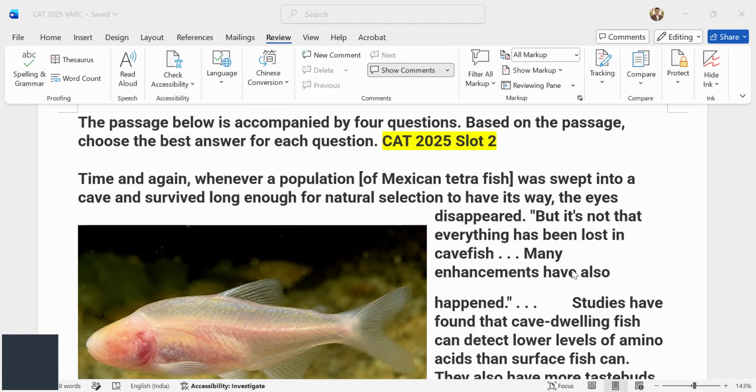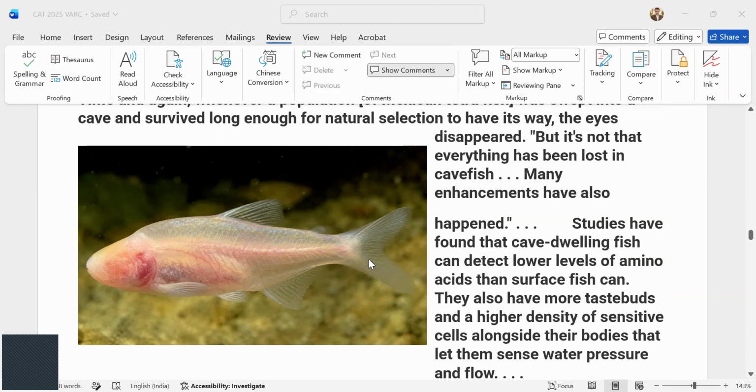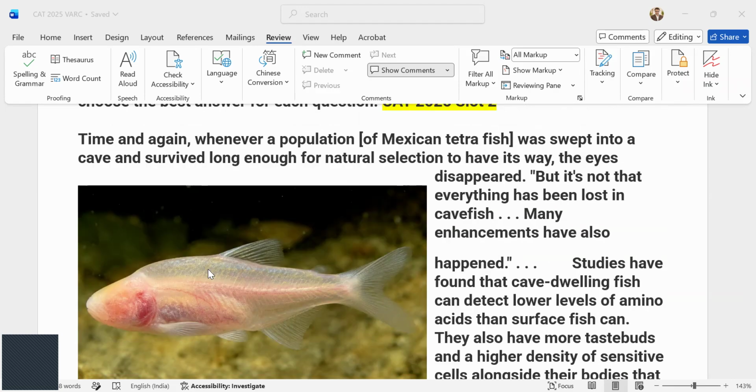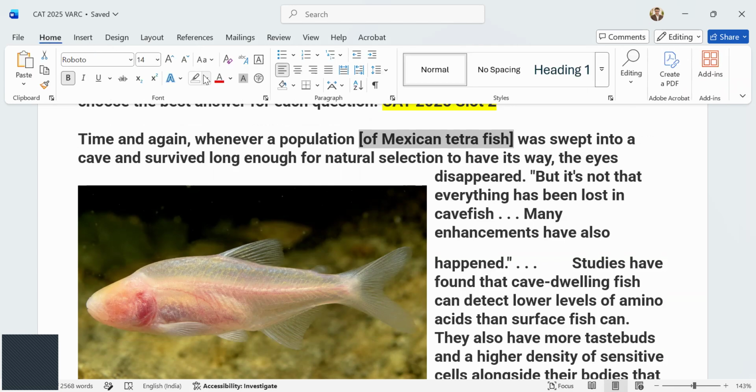So we will just pause here for a while and look at the picture. What if I tell you that this fish does not have an eye? This fish is blind. And which fish is this? This is the Mexican tetra fish. It is found in Mexico, and this species is kind of special because it does not have eyes. And why does it not have eyes?